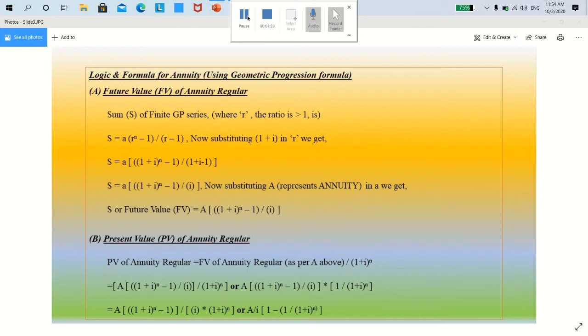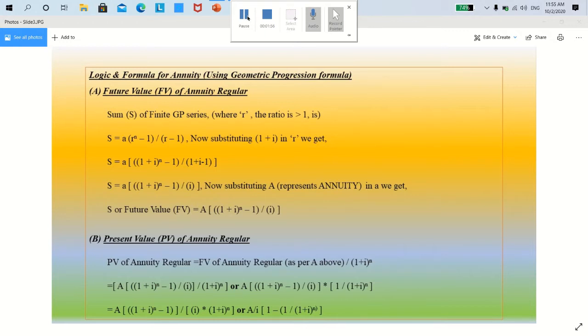Now, if you must be able to understand the method of applying the formula, then you should be aware of what exactly that formula is and how it is derived. And therefore, it assumes a lot of significance that you understand this particular session pretty well. Coming back to the contents of this particular session, which is very small as it relates only to two different concepts: one is future value of annuity regular and the other is present value of annuity regular. Now let me first start with the future value of annuity regular.